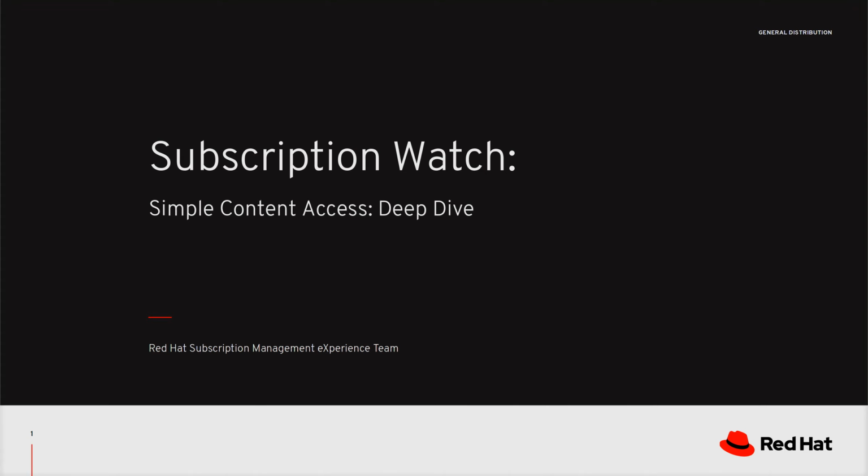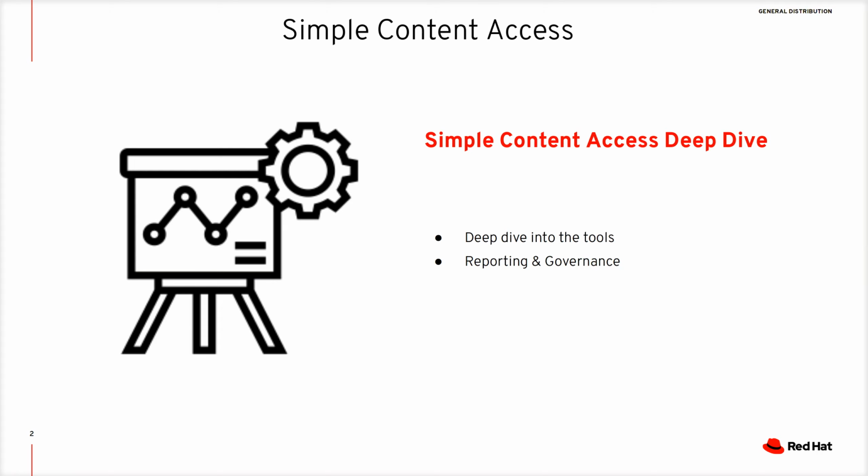Hello, today we'll be covering a deep dive into Simple Content Access, a component of Subscription Watch. As a recap, if you haven't seen the first video in the series, Simple Content Access is a series of capabilities inside of Satellite 6.3 or newer that gives you the ability to deploy systems within an organization without having an entitlement attached. In giving you that capability, it allows you to get up and running without having to do a lot of complex entitlement tool setup, as well as make deployment of management of systems easier.